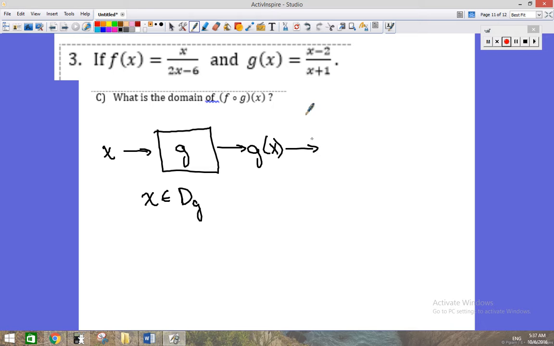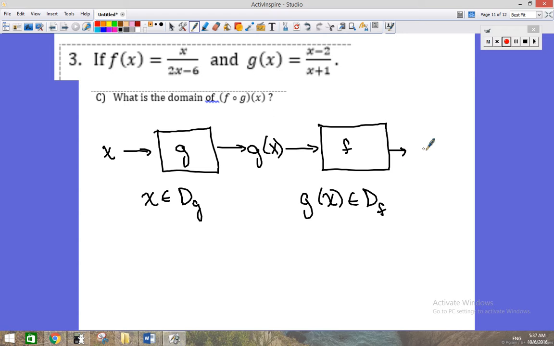Now, in a composition, this output becomes an input for the next function. So the same thing is true. The input has to be in the domain of that function in order to produce an output. So this number, the y coordinate that comes from this function g, has to be in the domain of f, or otherwise we won't get a y value coming out of f.